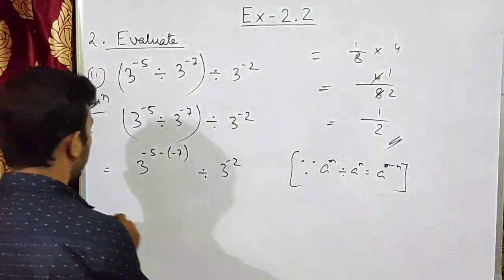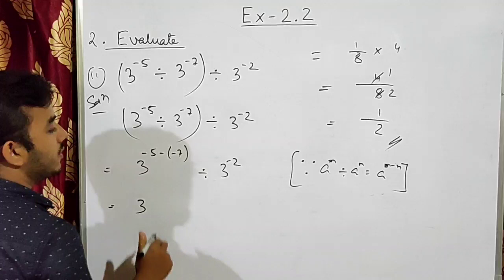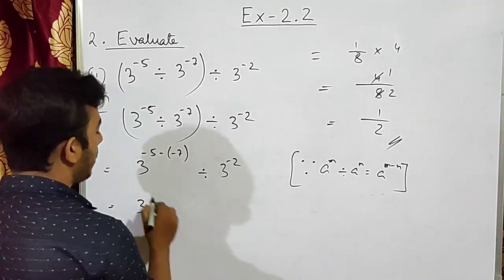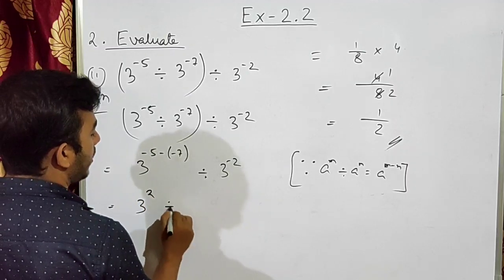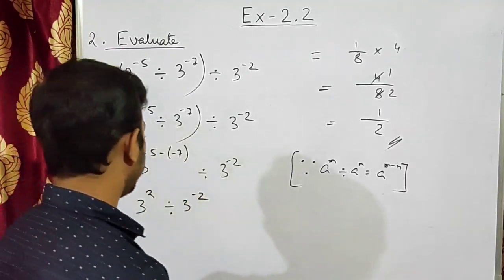Clear? Okay. Now look, 3 to the power minus 5. Now minus minus will be plus, that is minus 5 plus 7. Now minus 5 plus 7 is what? Plus 2. 2 divided by 3 to the power minus 2. Up to this clear? Okay.